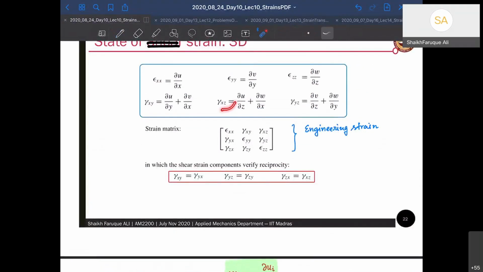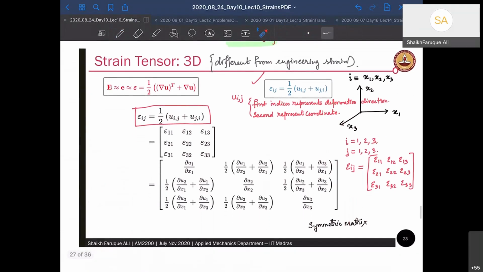Please note there is gamma xy, which is del u by del y plus del v by del x. Now in engineering strain that becomes half of, in tensorial strain, it becomes half of del u by del y plus del v by del x. The coordinate system has changed. Instead of x, y, and z, now I have x1, x2, and x3, because this is a mathematical notation and it needs a mathematical orientation.